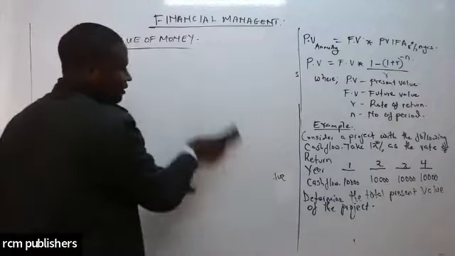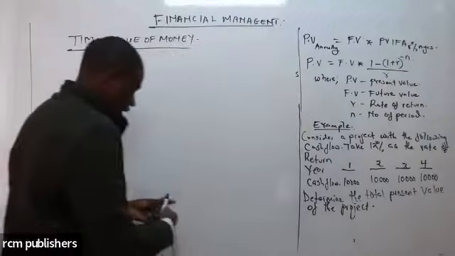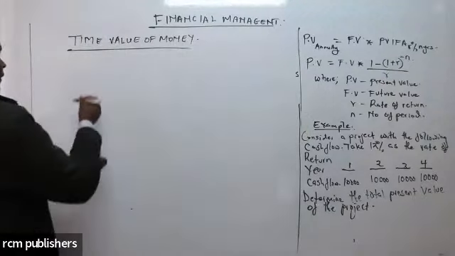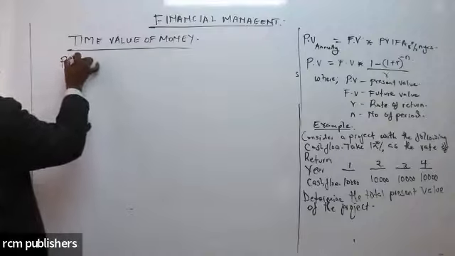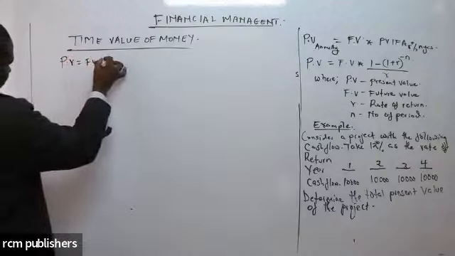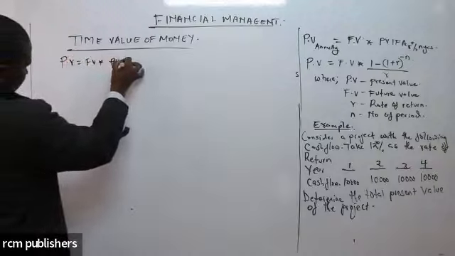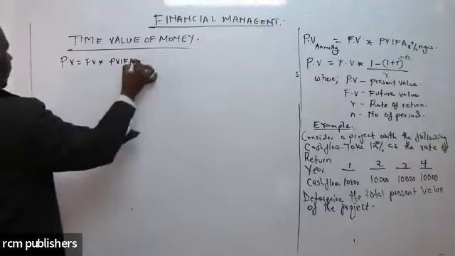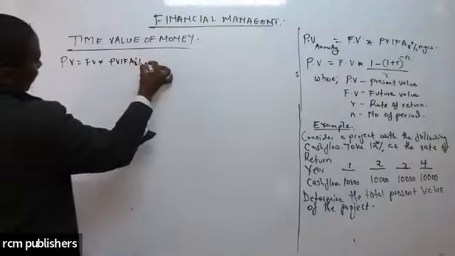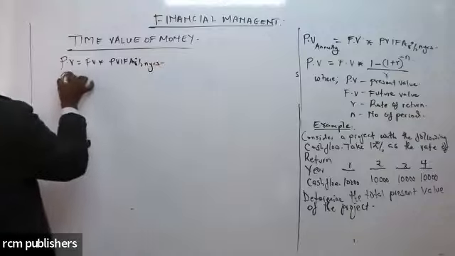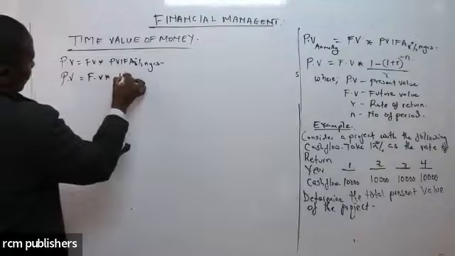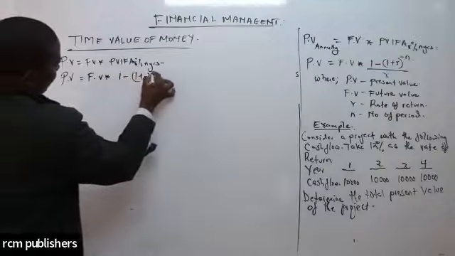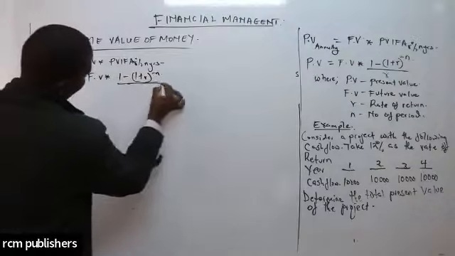So class, as we start the semester, I'd like you to embrace this model of starting with a formula. Present value is equal to future value times PVFA at R% and N years, which is translated as present value is equal to future value times 1 minus (1 plus R) raised to power negative N divided by R.